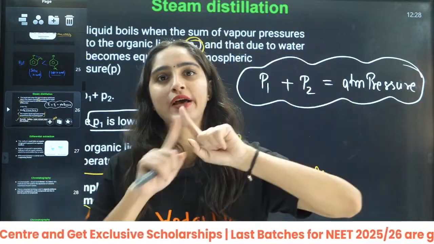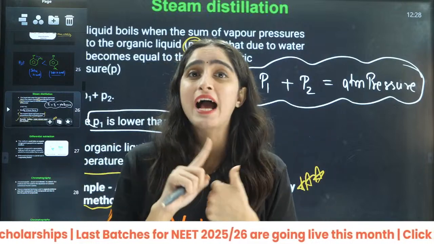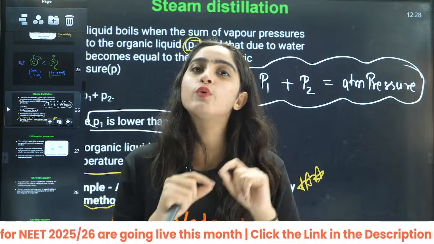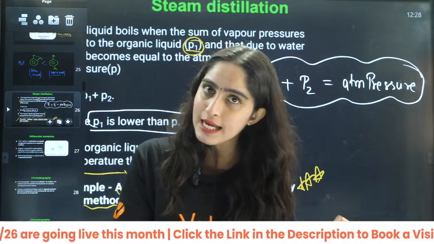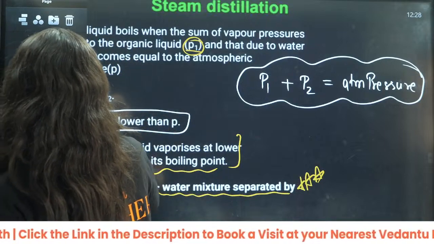Simple distillation is used when the boiling point difference is very large. Then you have fractional distillation when the difference is very less, where you create restrictions. Okay, I'll show you with the help of a diagram. I am concluding that.